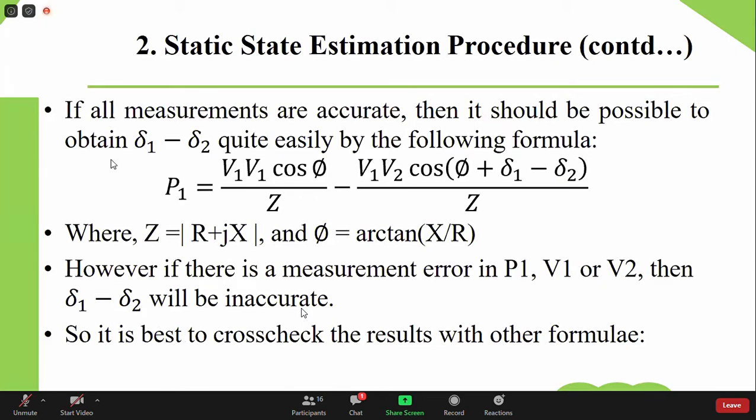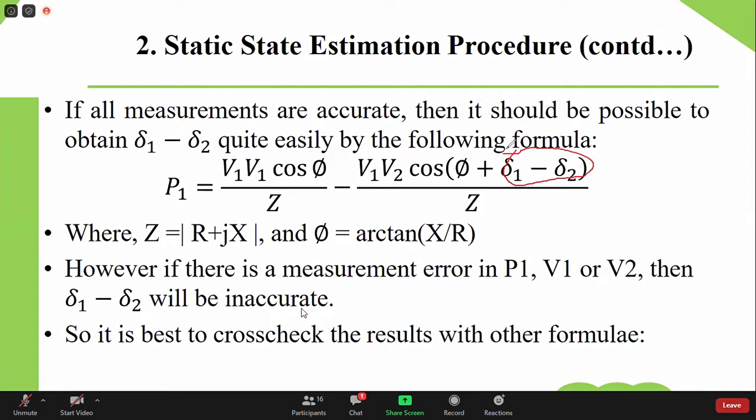We know this basic formula, right? So here P1 can be given by this equation: P1 will be equal to V1 squared cos phi by Z minus V1 V2 cos(phi plus del 1 minus del 2). Now everything is known except del 1 minus del 2. V1 is known, we have measured it, V2 is known, P1 is known, and Z we can know from Z equal to R plus jX, and then phi is tan inverse of X by R. The only unknown parameter here is del 1 minus del 2.